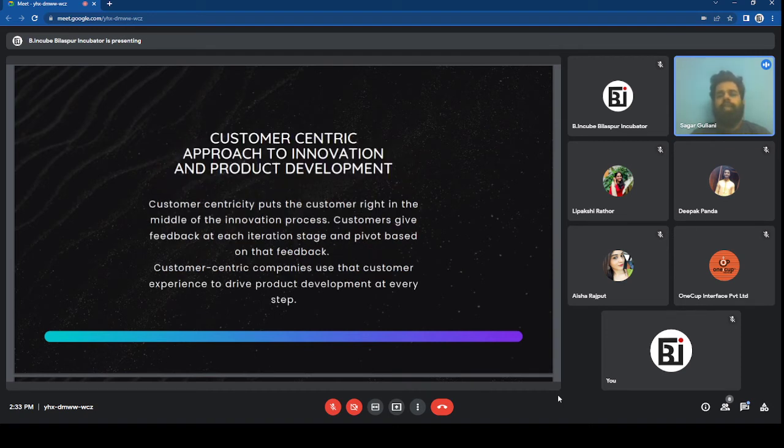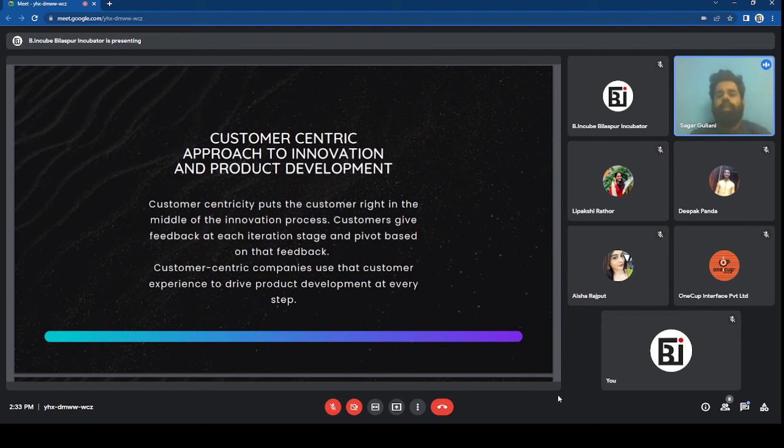Yeah. So this is the customer-centric approach to innovation in product development. Customer centricity means whatever we are developing, whatever we are thinking, we are keeping the customers in our minds only. Customer centricity puts the customer right in the middle of the innovation process. The customer gives us feedback at each iteration stage, whether it is empathize, ideation, design, prototype, MVP, or test. Whatever the stage, the customer is giving us feedback and we are gathering it, understanding the pain points, and pivoting based on the feedback.